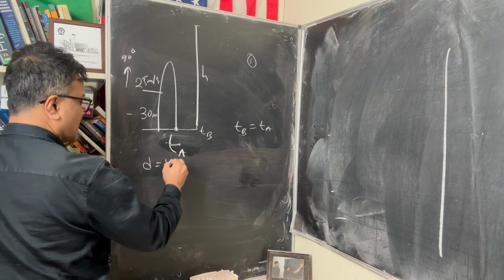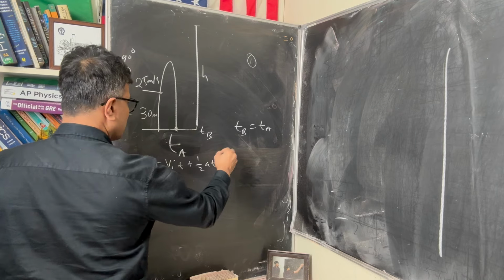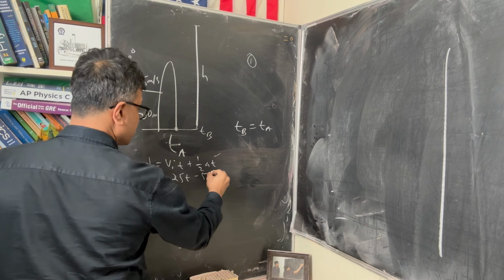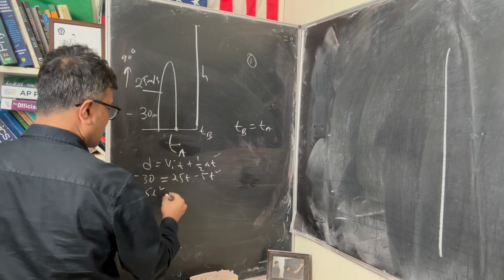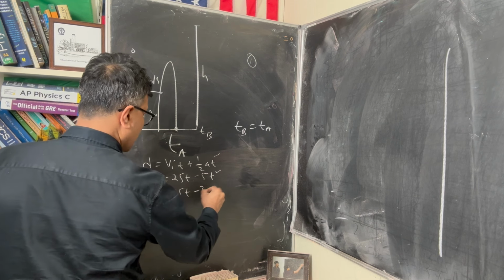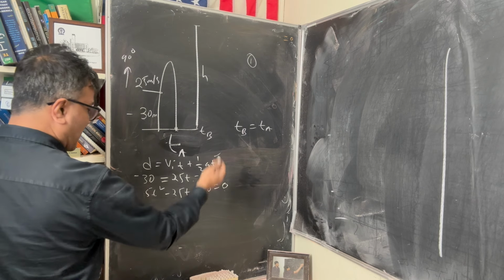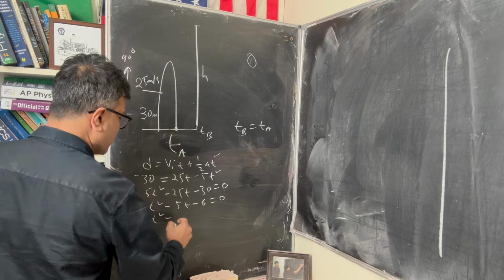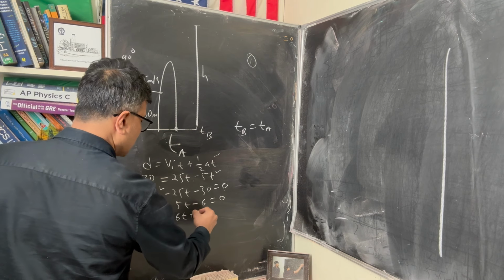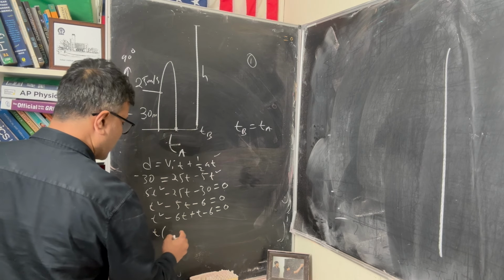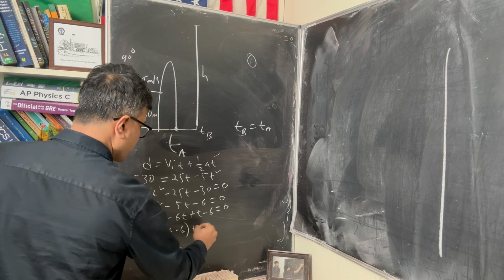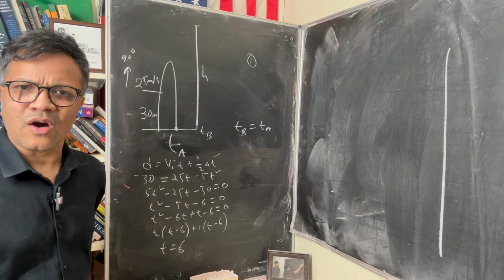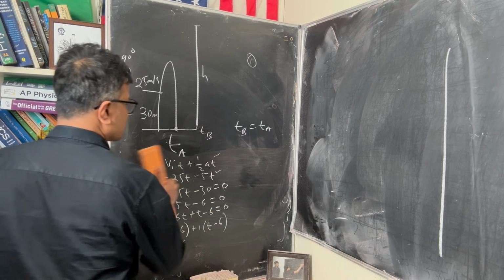So d is equal to v_i t plus half a t squared. This is negative 30. This is 25t minus 5t squared. So 5t squared minus 25t minus 30 is equal to 0. You can divide everything by 5. So t squared minus 5t minus 6 is equal to 0. So t squared minus 6t plus t minus 6 is equal to 0. Factor out t minus 6 and plus 1 factor out t minus 6. So t is equal to 6. So the object is in the air for 6 seconds.